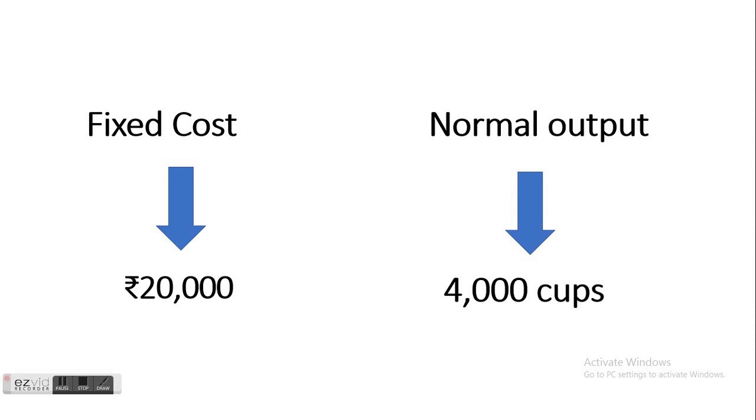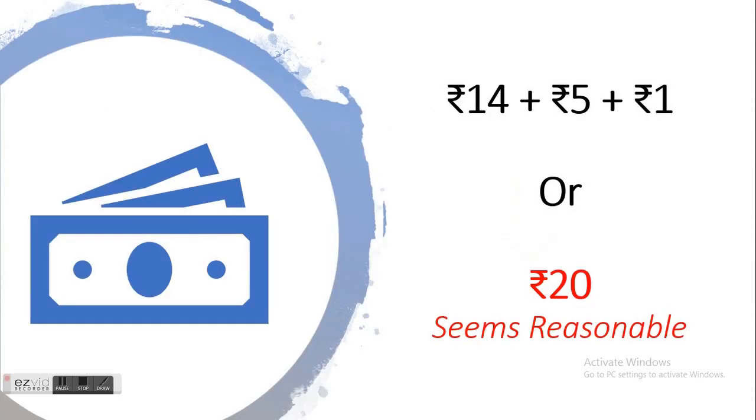So the correct fixed cost to be ascertained with that cup of tea that Yudhishthir had should be 20,000 rupees fixed cost divided by 4,000, which is the normal output, and it comes down to 5 rupees. Hence, the bill should be 20 rupees including the profit and not more.